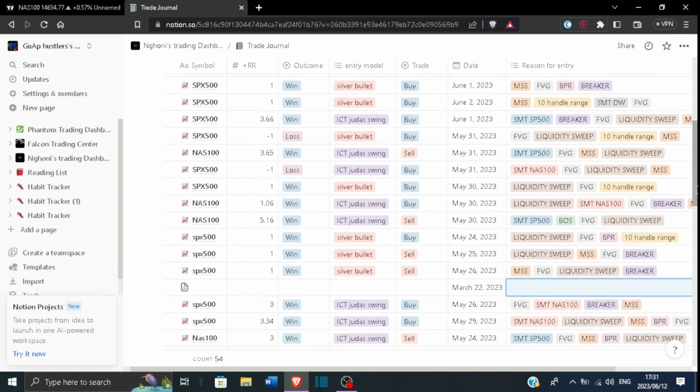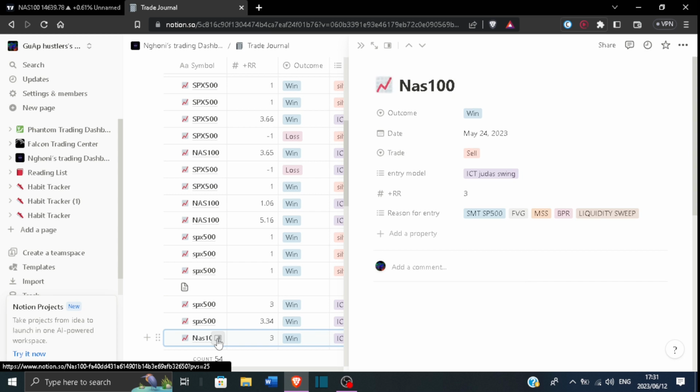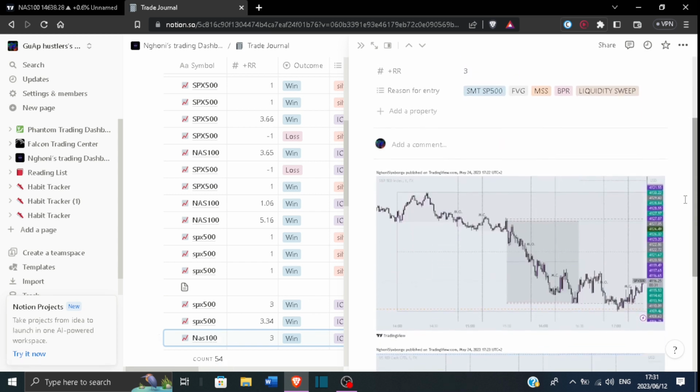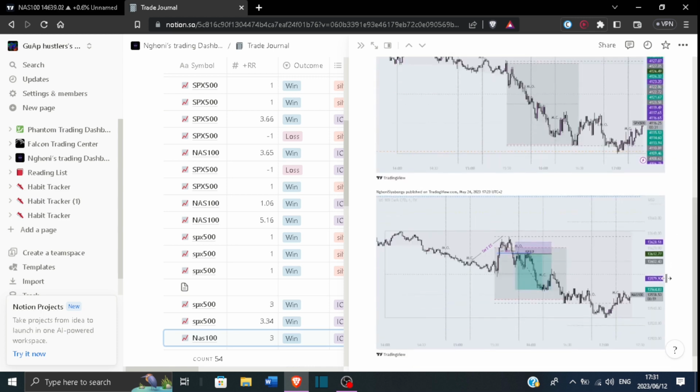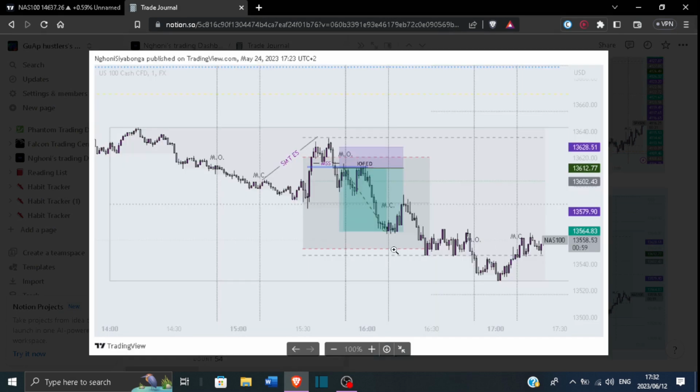Okay, so now we're in my Notion journal. I'm going to show you a few examples of the Judas swing that I've taken myself. So let's look at the last 2 weeks of May. So this is May. I took this setup on the 24th of May. This is a Judas swing setup. I took this on NAS 100. The 9:30 open starts by this gray line. Where you see the chart start to get darker, that is where the 9:30 open starts.